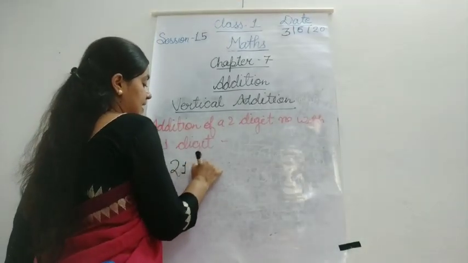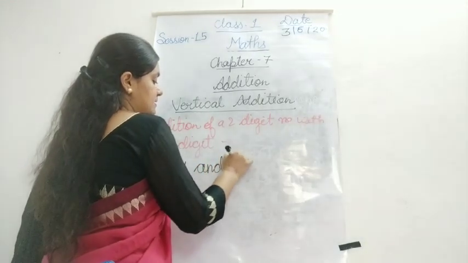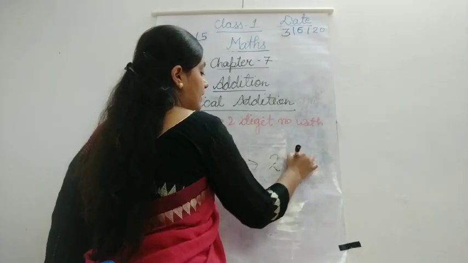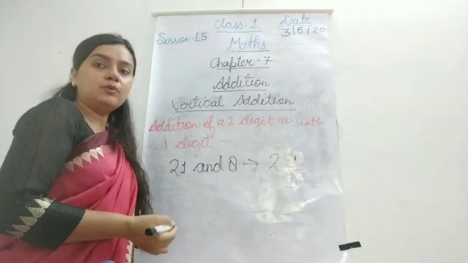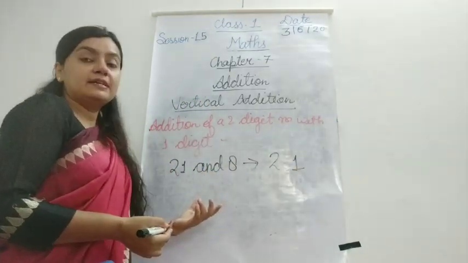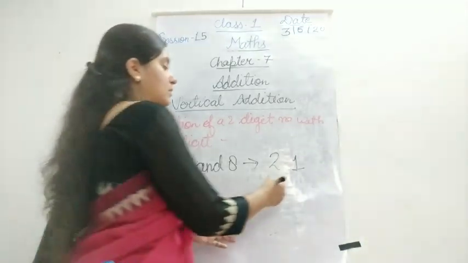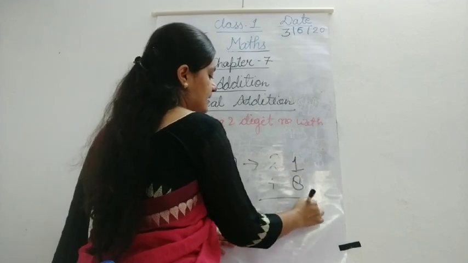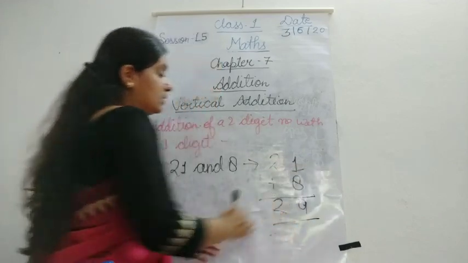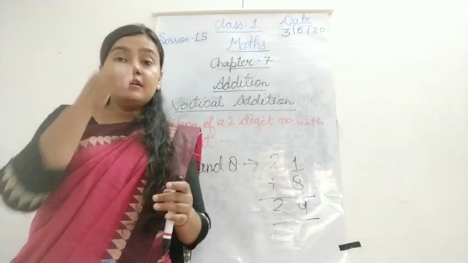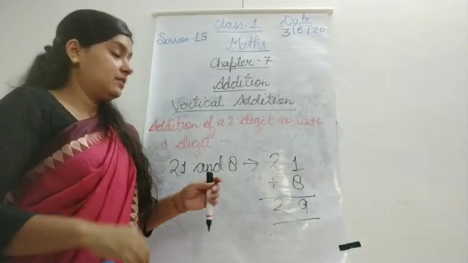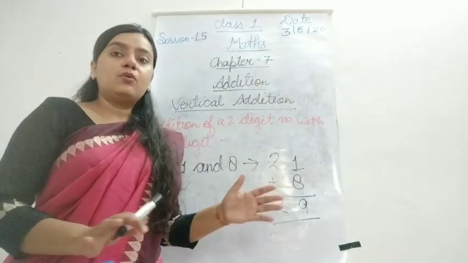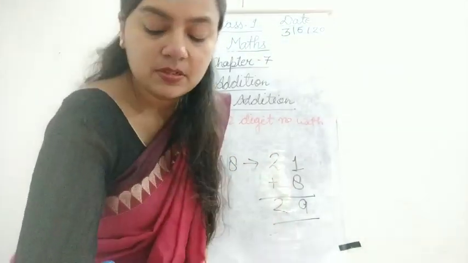21 and 8. So what do we have to do? 21, we will write down 2, 1, and as I told you, 8 is at the ones place. So we will write down 8 here. 1 plus 8, 9 and 2. Always arrange the numbers in a systematic position, means ones with ones, tens with tens. Don't mix the numbers.